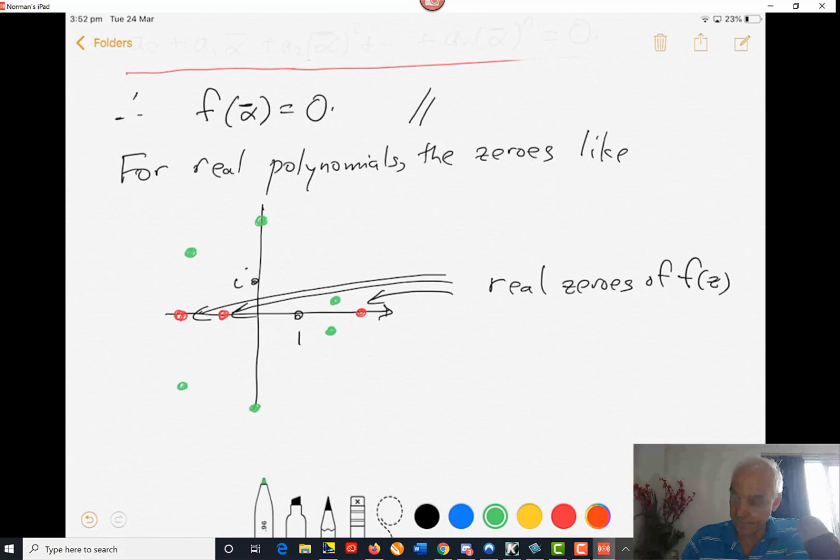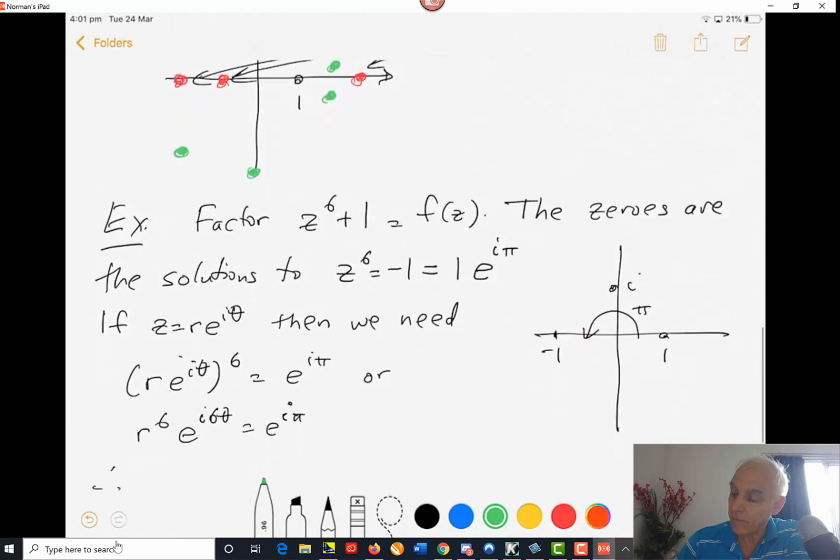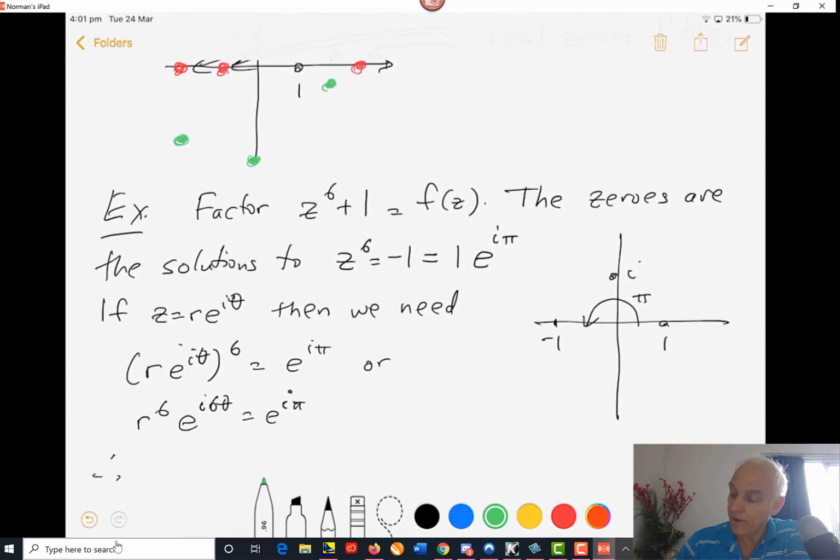So let's have a look at an example of this and see how it plays out. Let's start with a case where we look at factoring something a little bit different from what we just did: z to the 6th plus 1. Let's call it f of z. All right. Then the zeros are just going to be the solutions to z to the 6th equals minus 1.